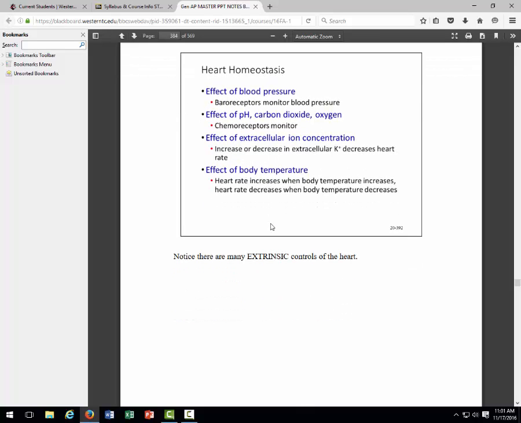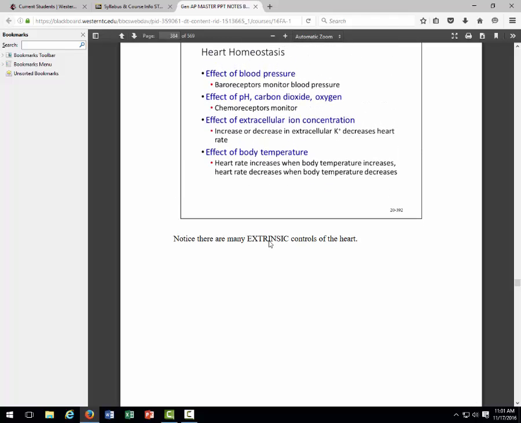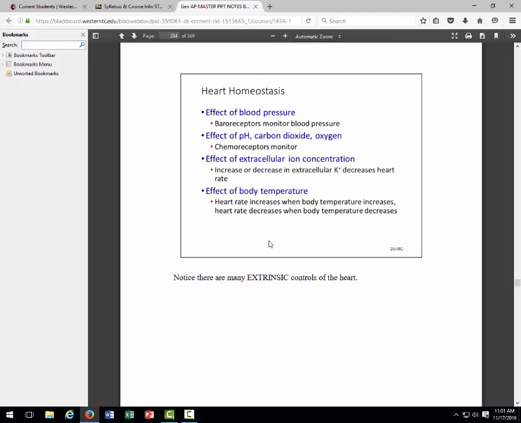And when we have a fever, what happens to heart rate with a fever, do you think? It increases, yeah, because the body's working harder. And that heat production causes a higher demand for oxygen, so we see a higher heart rate. How about dehydration? Increased heart rate, yeah, because with dehydration, there's less blood volume, lower pressure as a result of that, so the body's trying to make up for it with a higher heart rate. So we call these extrinsic controls because they're controls that are happening outside of the heart itself.